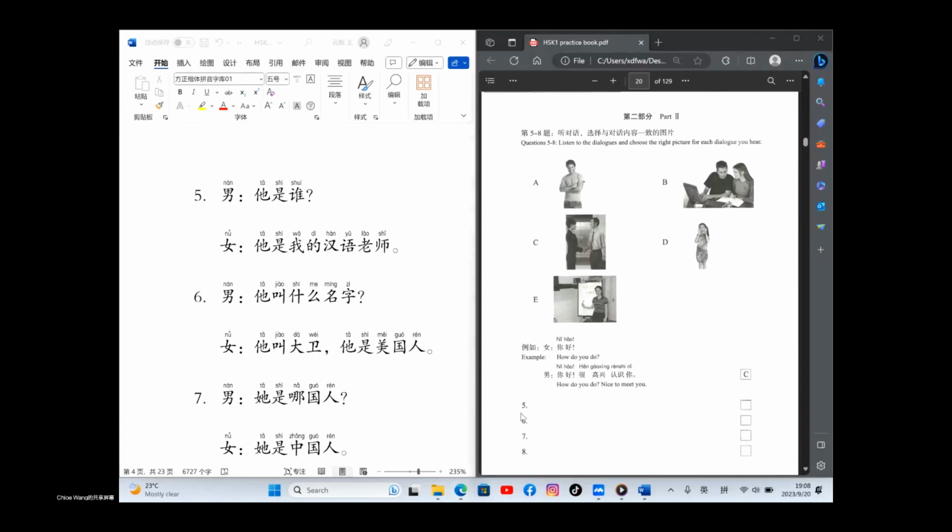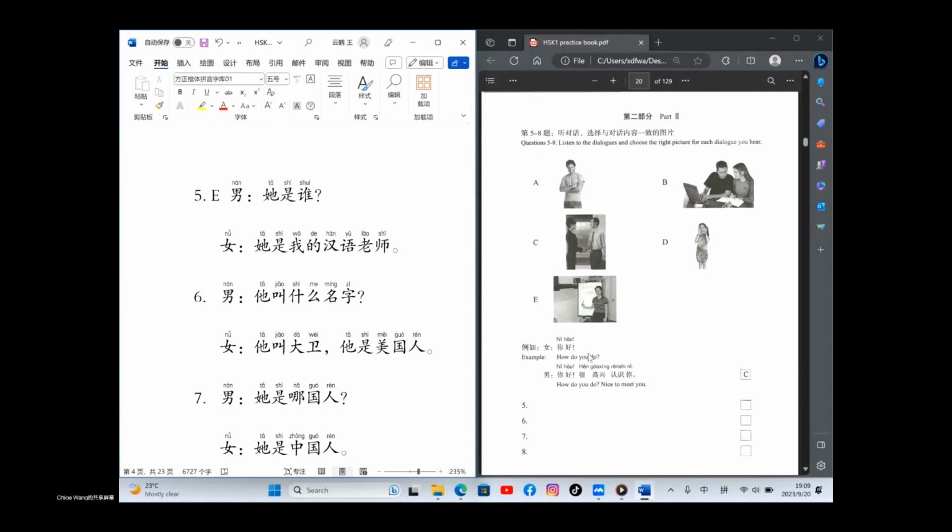Question 5. 他是谁？他是我的汉语老师. So which one is the Chinese teacher here? It's picture E, this young lady. She is the Chinese teacher. So we choose E.